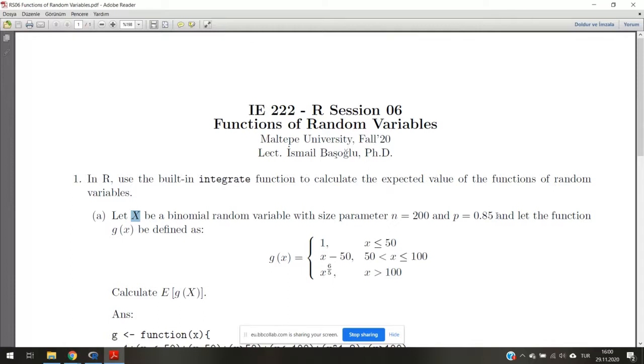In this question, it says that there is a function g of x, which is defined in three parts. For x values which are less than or equal to 50, it is simply equal to 1. For x values which are between 50 and 100, 50 is not included, however 100 is included, it is x minus 50. And for x values which are greater than 100, it is x to the power 6 over 5. So this is a little complicated function, and it is partially defined. Therefore, when it asks us to calculate the expected value of g of our random variable, it is not a very good idea to make these calculations using manual methods. We are just going to use the programming language to define this function, and then calculate the expected value of the function of this random variable.